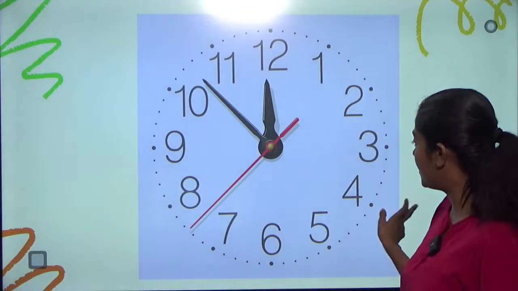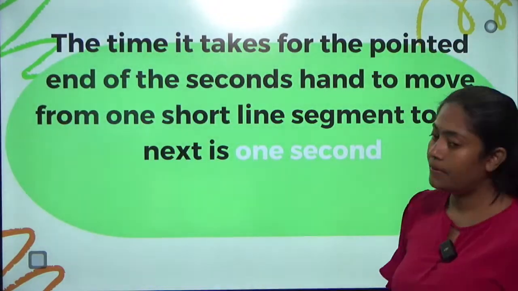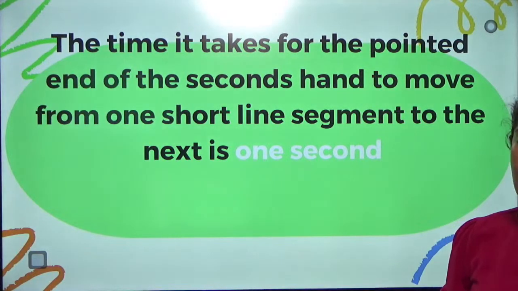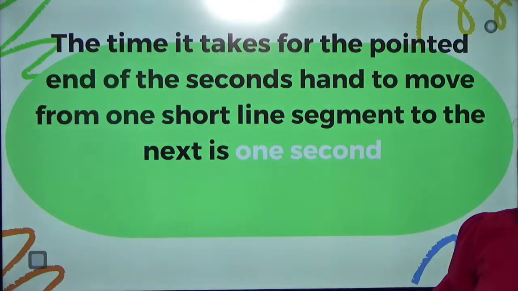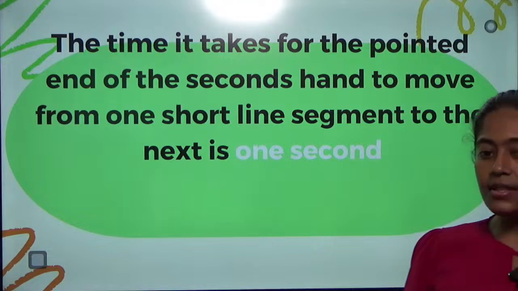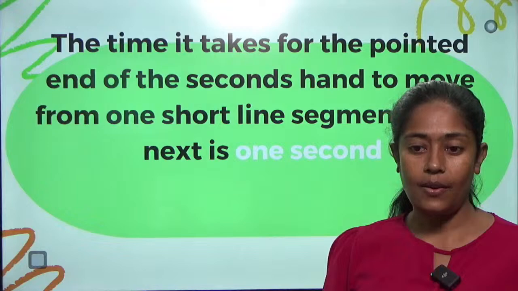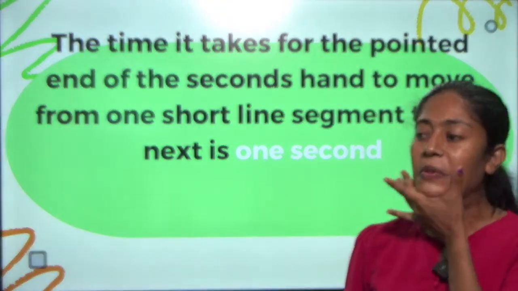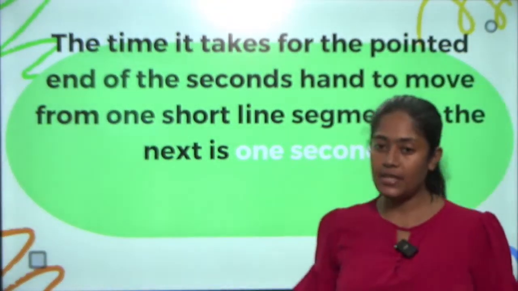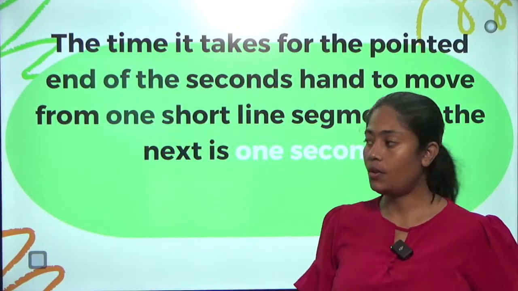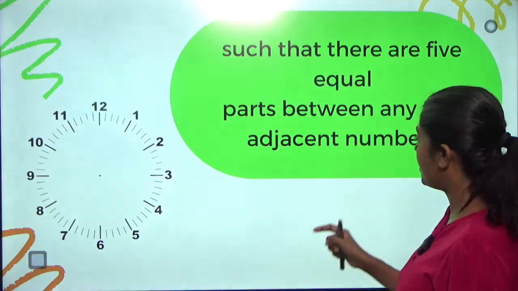Then this one. The time it takes for the pointed end of the seconds hand to move from one short line segment to the next is 1 second. So, have you got the idea? 1 hour, 1 minute and 1 second. Do you need to note down these things? No, you just know these things.